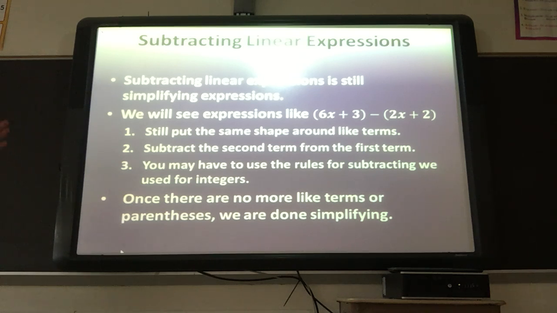So we would put the same shape around the 6x and the 2x. We would put a different shape around the plus 3 and the plus 2. And then we would subtract those two terms from each other. We might have to use the rules for subtracting integers. If there is a minus a negative number, subtracting a negative term, then we've got to use those rules. We'll talk about that as we go through our examples.